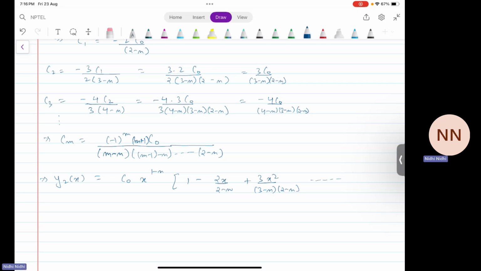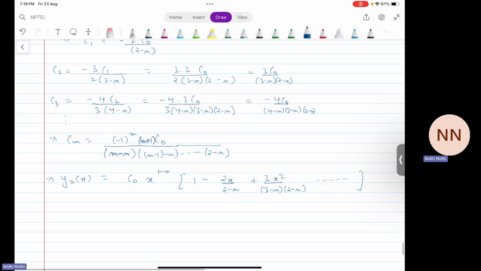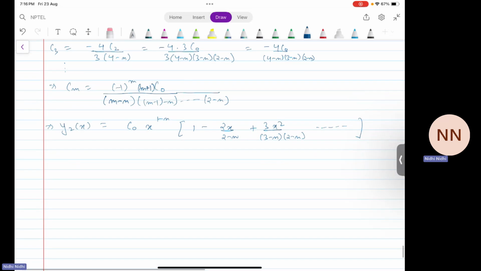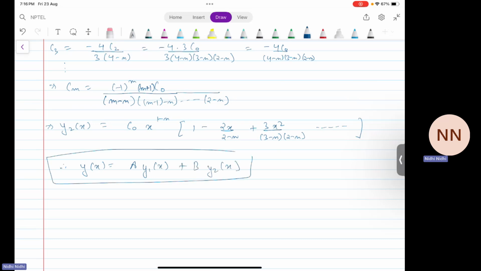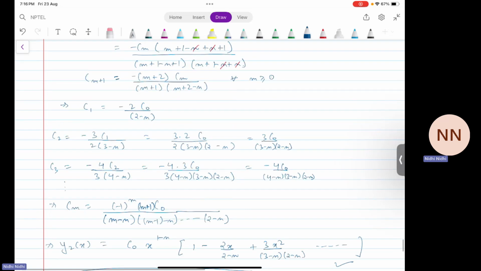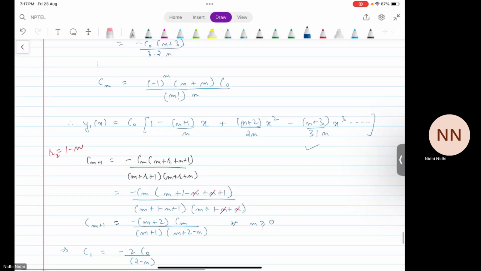And so on. And our general solution in this case, since we have distinct roots and the difference between the roots is not an integer, we have general solution y(x) is equal to some arbitrary constant A times y1(x) plus B times y2(x), where y1 and y2 are given by this and this. I hope all the steps were clear enough.